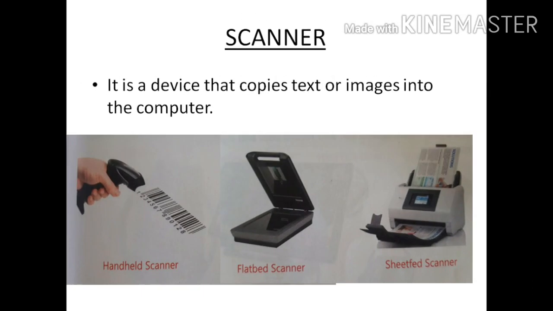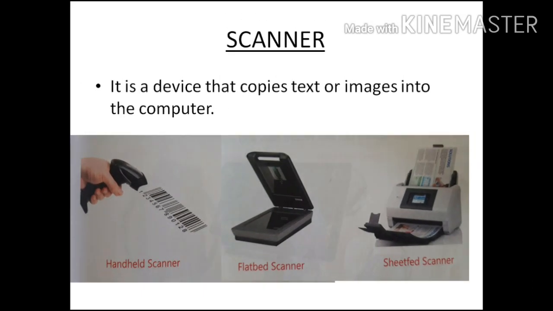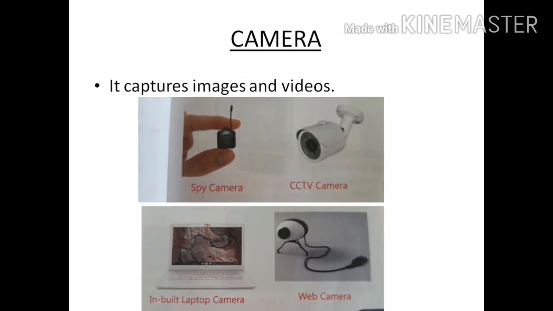The next one is scanner. It is an input device that copies text or images into the computer. Some scanners are handheld scanner, flatbed scanner, sheet-fed scanner. The next input device is camera. It is also a computer hardware and input device which captures images and videos. Some cameras are spy camera, CCTV camera, inbuilt laptop camera and web camera.